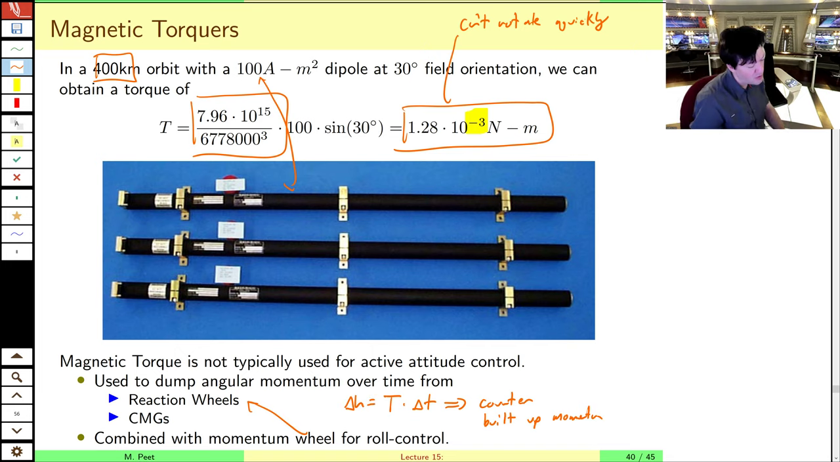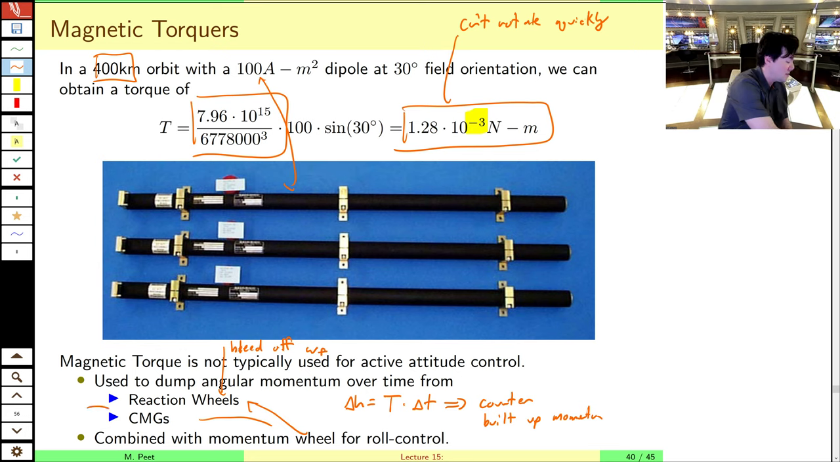Change in angular momentum, you integrate torque over time. So we apply torques for long periods of time and generally bleed off the velocity of the flywheel, or in the case of CMGs, we move it away from those singularities. So we reset the CMGs. So that's one application of these magnetic torquers.